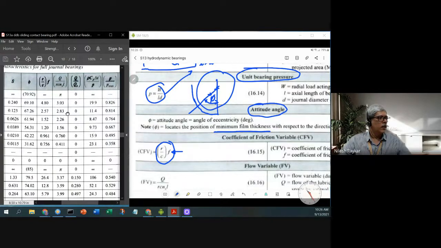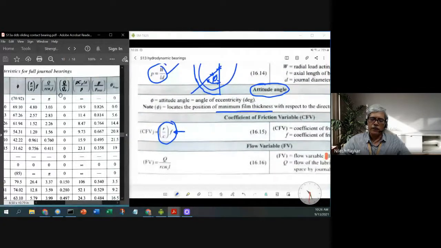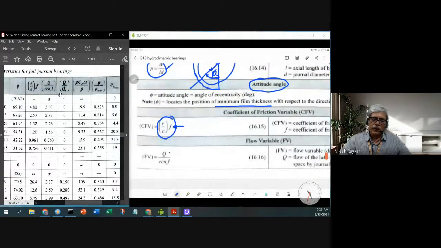The next factor is known as the flow parameter. That is Q divided by R C N S into L. Here the Q is the total flow. That means whenever you have this bearing operating, you are supplying some fluid here. You need to provide some amount of fluid which is getting leaked out. As we have seen, some flow will leak out in the longitudinal direction.